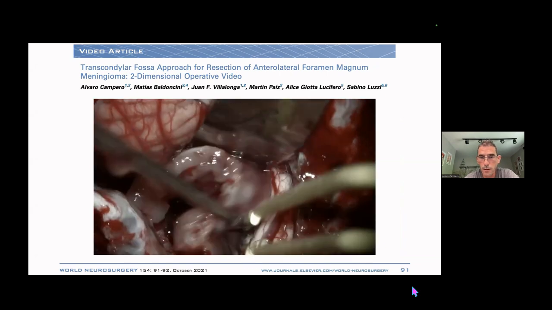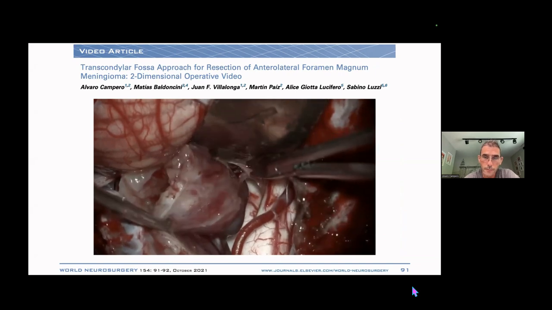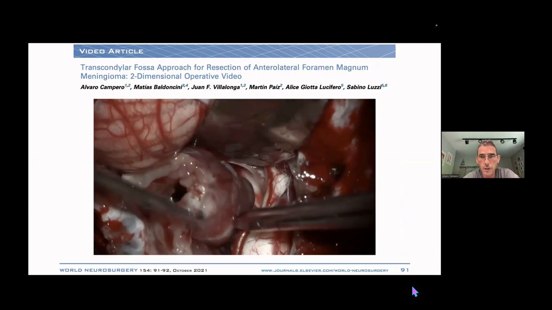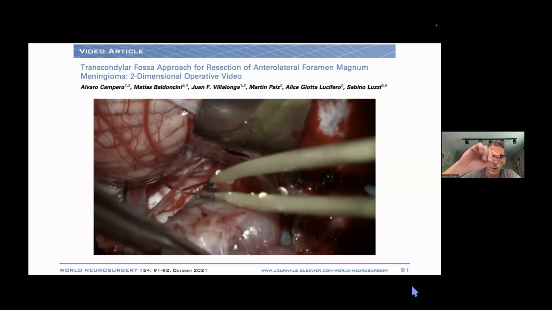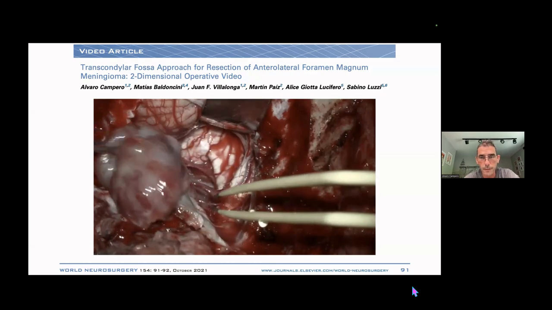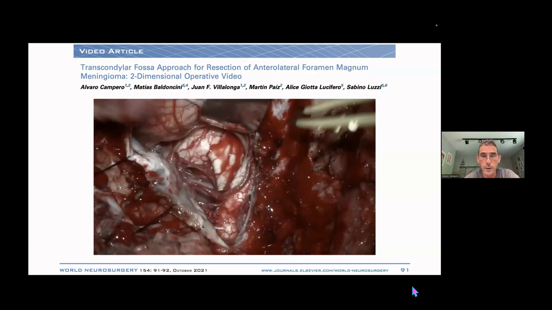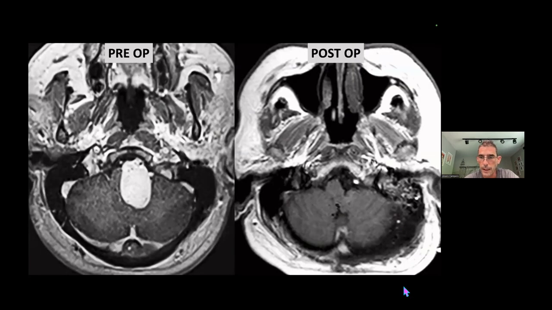So now we just perform a debulking of the tumor, and then the arachnoid dissection. We have to take care of all the nerves and arteries. We have to preserve them and rotate the tumor in order to perform a resection of the tumor. This is the final view with the preservation of the medulla, spinal cord, the arteries, the nerves, and so on. And we can see the pre and post-op MRI in the axial view and also in the sagittal view, and the patient after the surgery with a normal life.